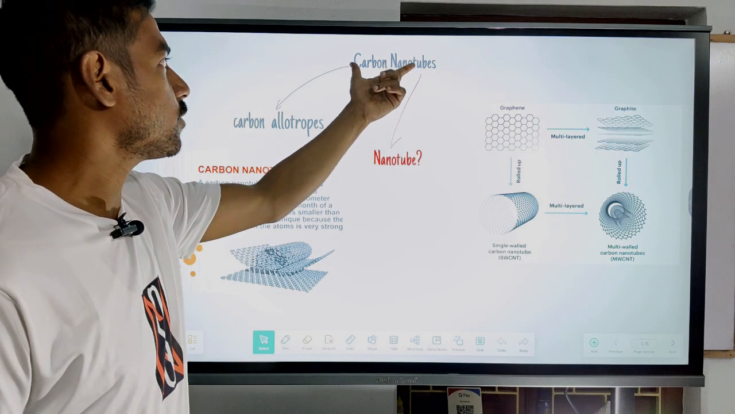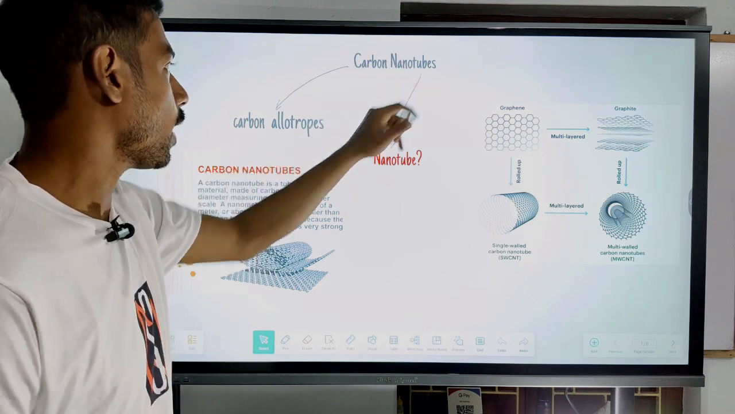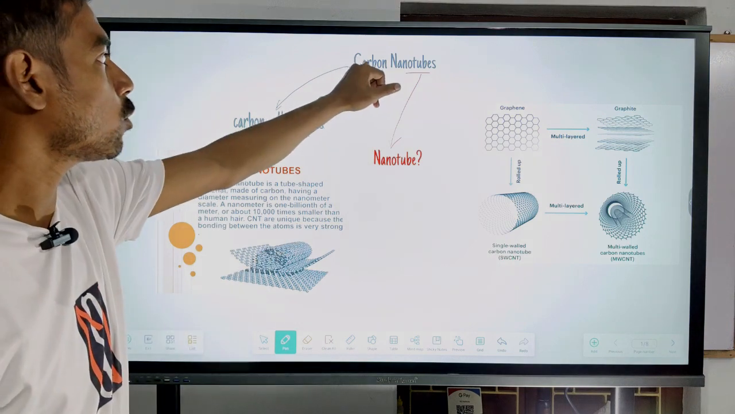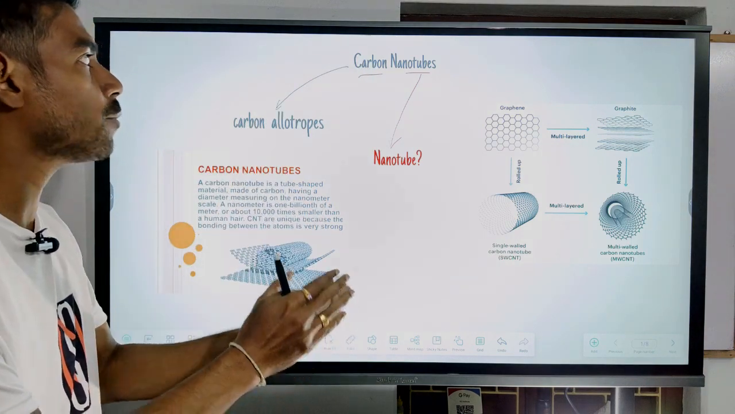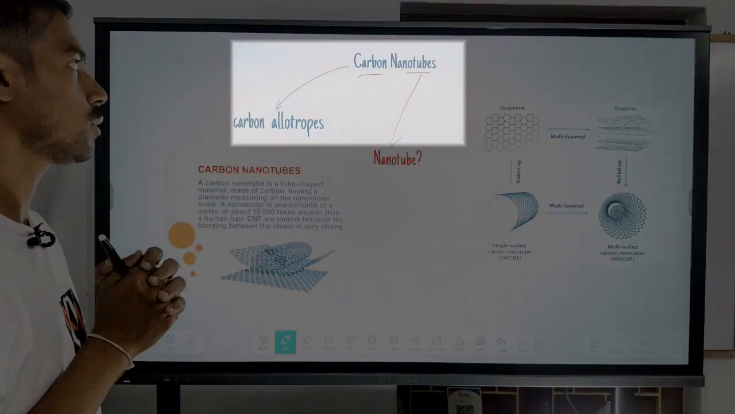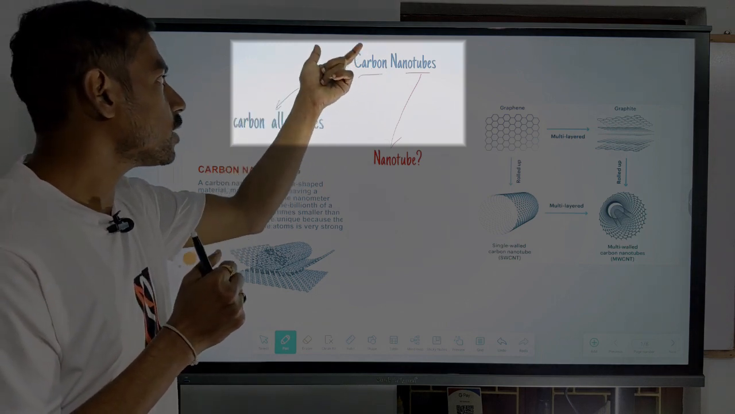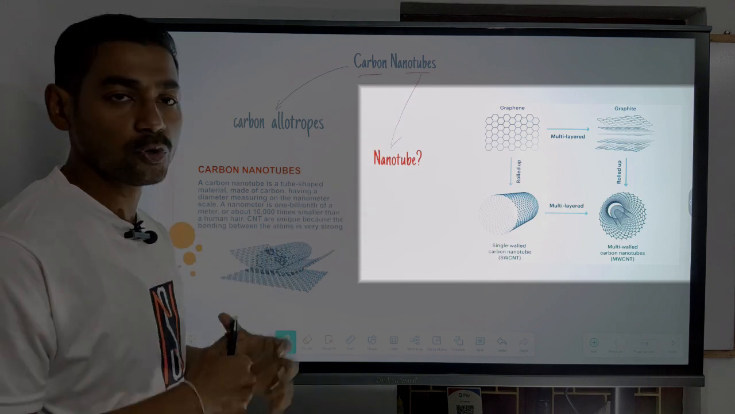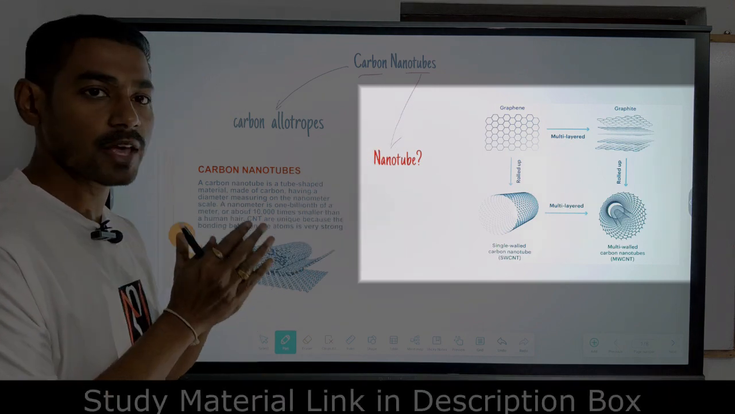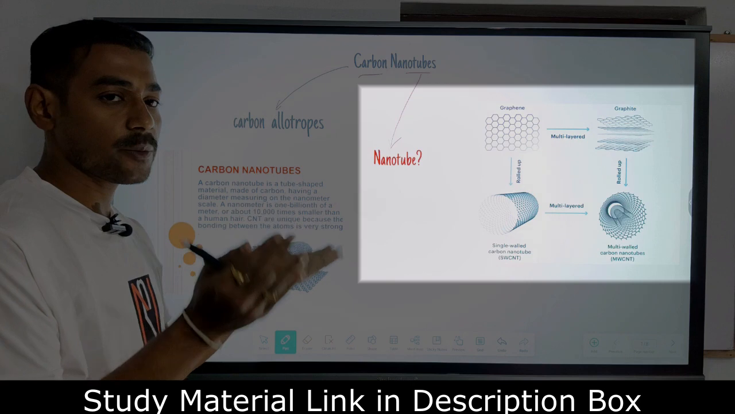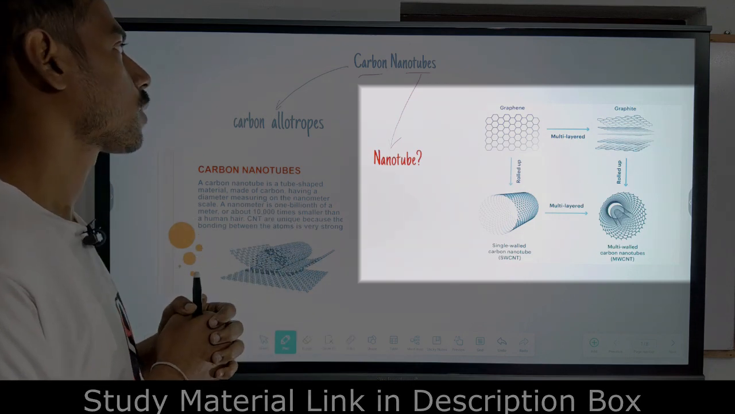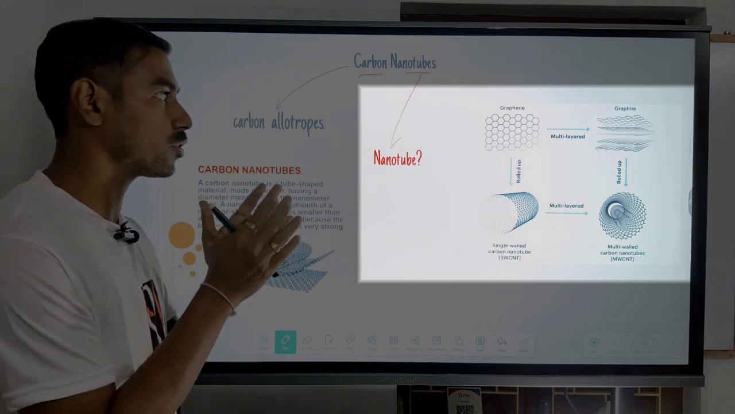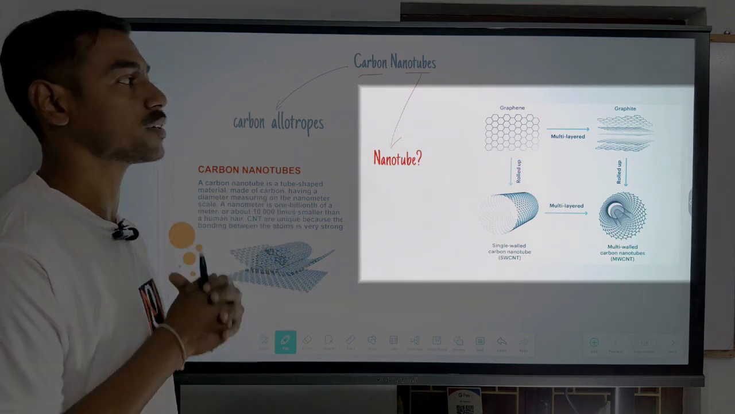As the name suggests, it is having two words, right? Carbon and nanotubes. So carbon means that it is made up of carbon allotropes. And what does it mean by nanotube? Nanotube means that it is having tube shaped cylindrical form, and the diameter should be in the range of nanometer, or the diameter should be in nanometer scale.